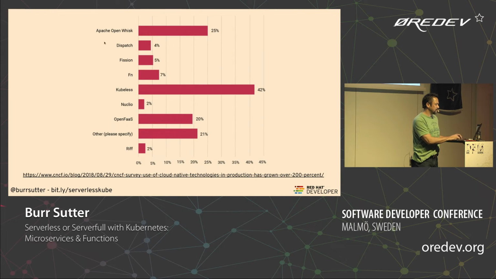And you can see, based on a recent survey, that Kubeless is the most popular of the batch. OpenWhisk is the second most popular.